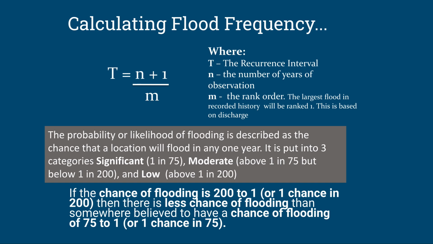So once you put your numbers into this formula, if you get a 1 in 75 chance of a flood occurring, that would be a significant risk, and then we have a moderate risk, 1 in 75, but below 1 in 200, and a low risk of 1 in 200. So in other words, if the chance of flooding is 1 in 200, there is less chance of that flood occurring. So the chance of a very large flood occurring is smaller than the chance of a smaller flood occurring. Therefore, the recurrence interval will be lower.